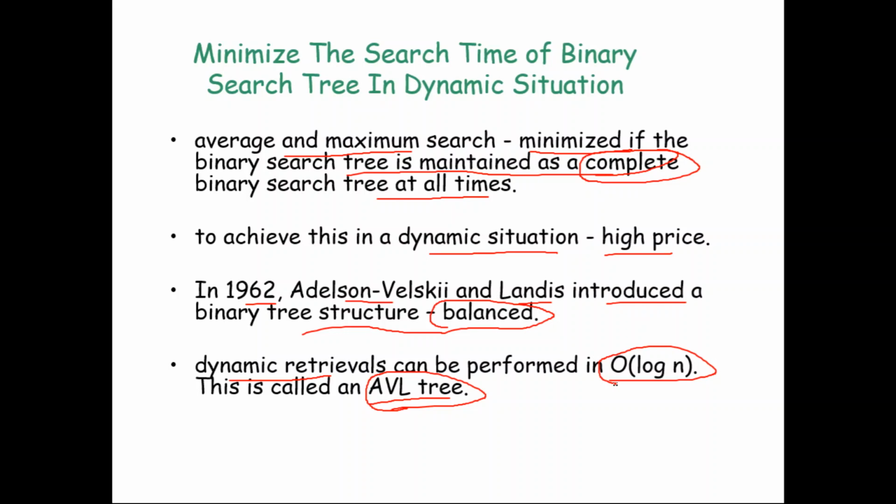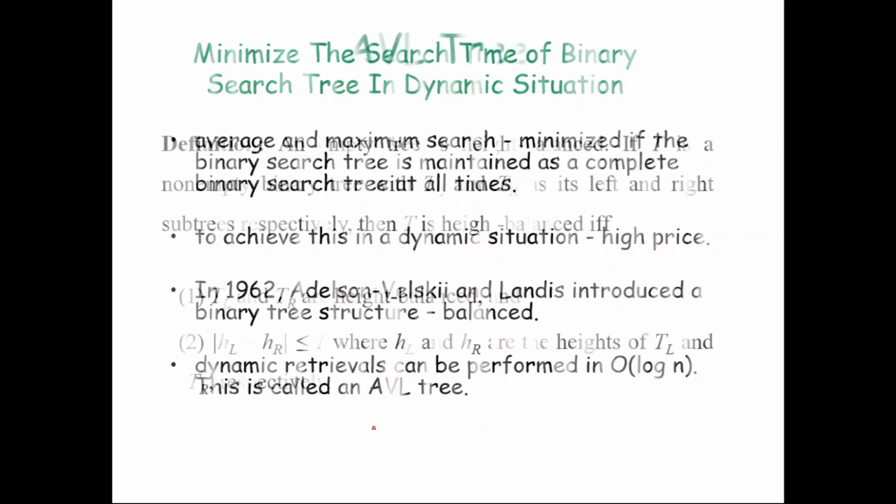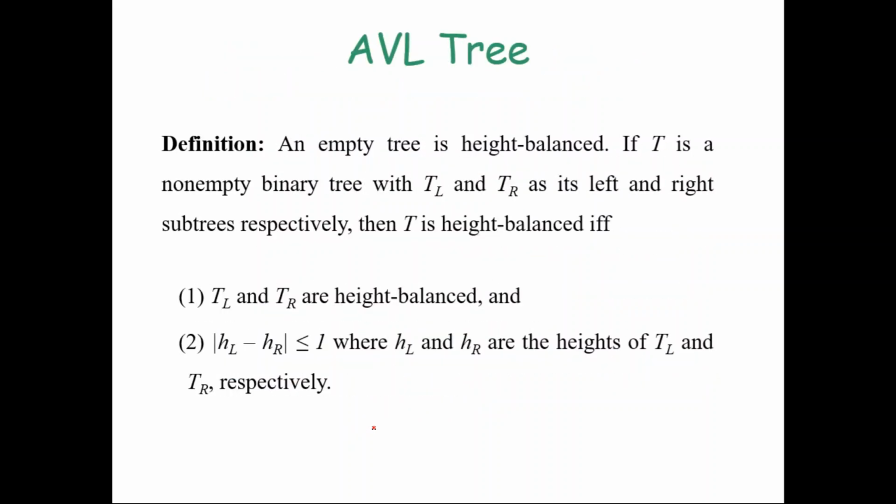So in AVL tree, to retrieve an item, the number of operations required is order of log n, because AVL tree is a balanced binary search tree. Okay, fine. Now how will we define AVL tree? How will we officially define AVL tree?